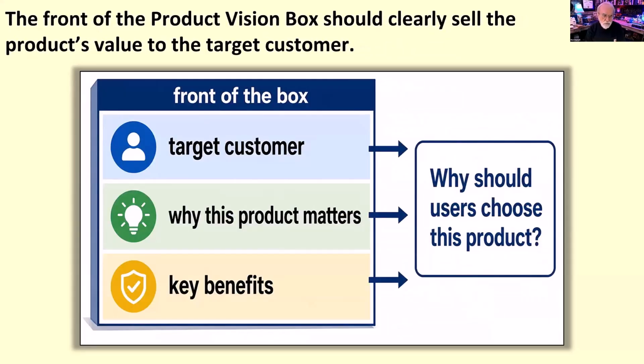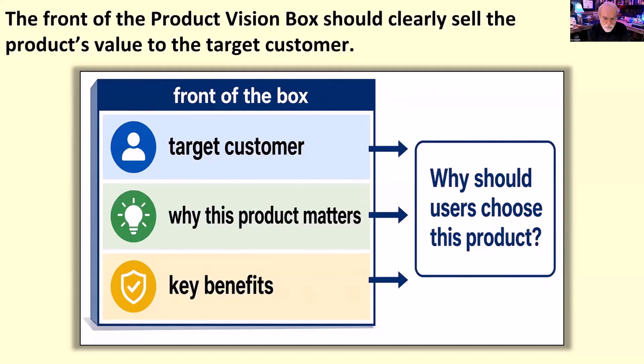So the front of the vision box should clearly sell the product's value to our target customer or our end user and our key stakeholder. And so the front of it is the most customer-facing part of the activity. So you don't really want to simply describe the product from the team's perspective. They should try to explain how it matters to the target customer or the user. This includes the problem that is being addressed, the benefit that the product provides, and the reason users prefer this product over other possible solutions.